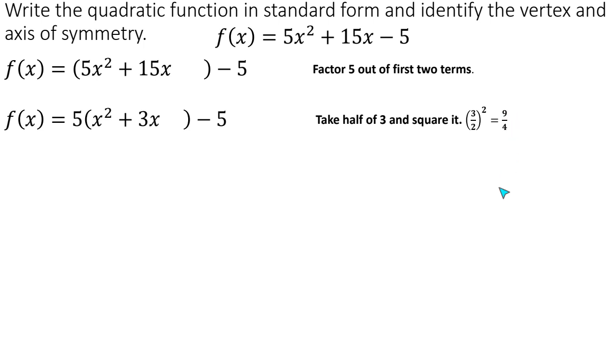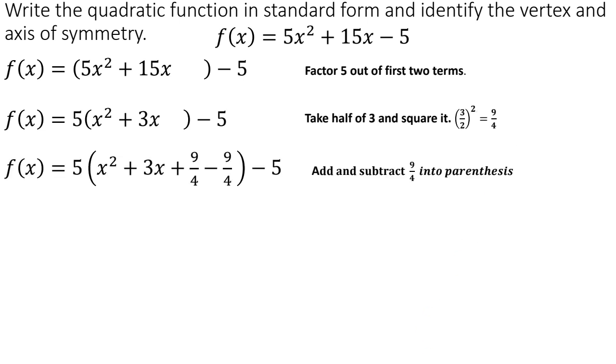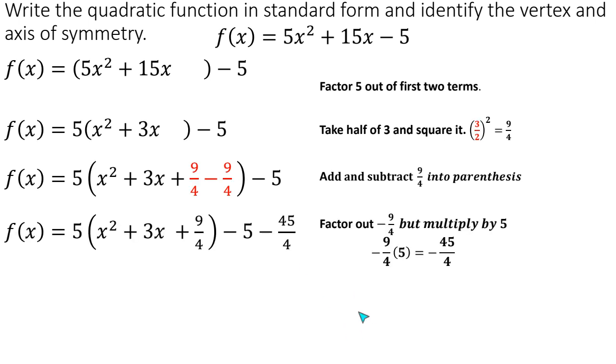Okay. So what do we do with our result here? Now we're going to add and subtract into the parentheses. So I have my plus 9/4 and subtract 9/4. Okay, any questions? All right. So now we want to get rid of this minus 9/4. So I'm going to factor it out. But when I factor it out, what do I have to do? I'm going to have to multiply it times the 5.